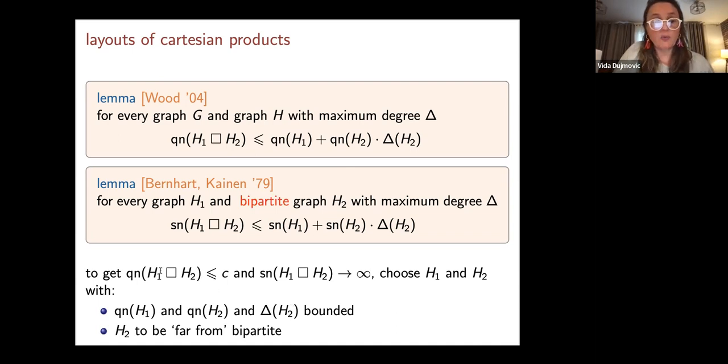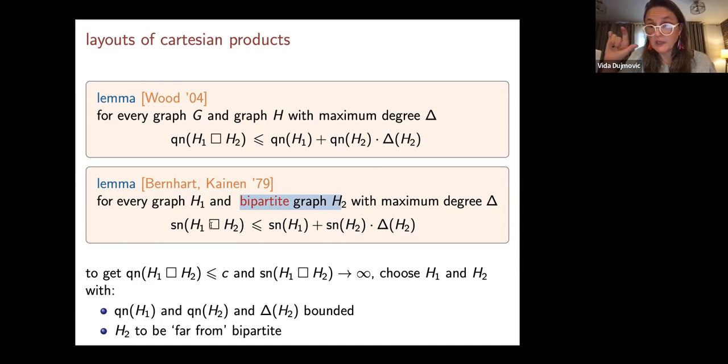How do we do that? We pick H1 and H2 such that the Q number is bounded. But the strategy here is that we should pick H2 to be as far as possible from bipartite. Because otherwise, if it's kind of bipartite, then it's going to have a bounded stack number. So again, strategy: both H1 and H2 have bounded Q number, but H2, the one with bounded degree, we pick such that it's as far as possible from bipartite.